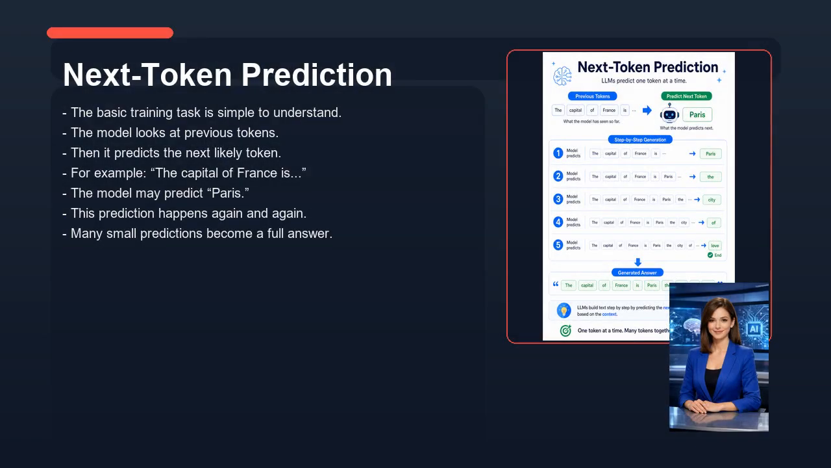Now let's look at next token prediction. The basic training task is simple to understand. The model looks at previous tokens. Then it predicts the next likely token. For example, given "the capital of France is", the model may predict Paris. This prediction happens again and again. Many small predictions become a full answer.